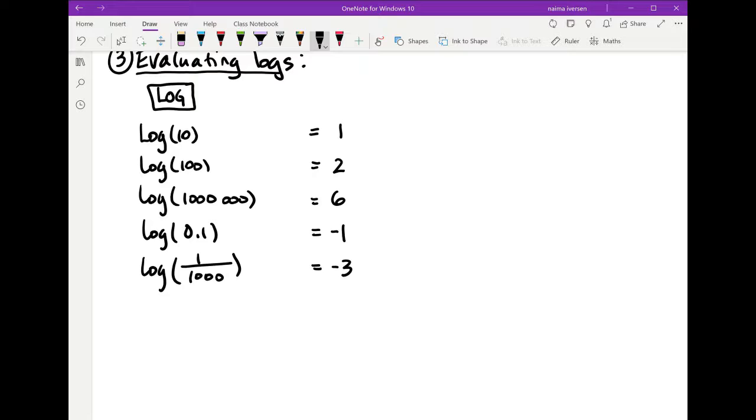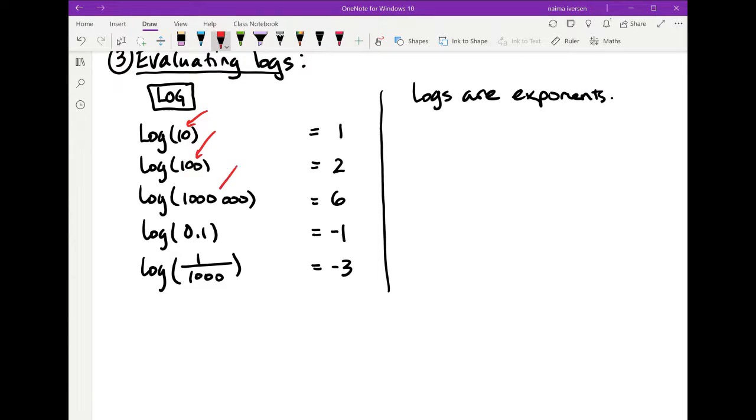So I'm going to tell you a secret. I did not use my calculator for those because I know that logs are exponents. And the thing that all of these have in common, the 10, the 100, the 1,000,000, the 0.1, which is really 1/10, the 1 over 1,000, is that these are all powers of 10.